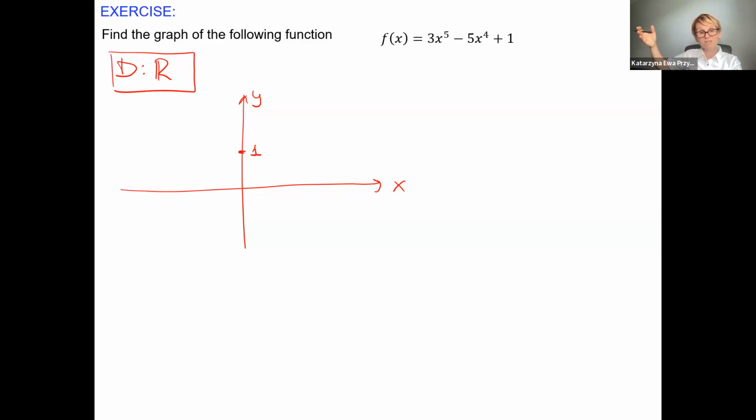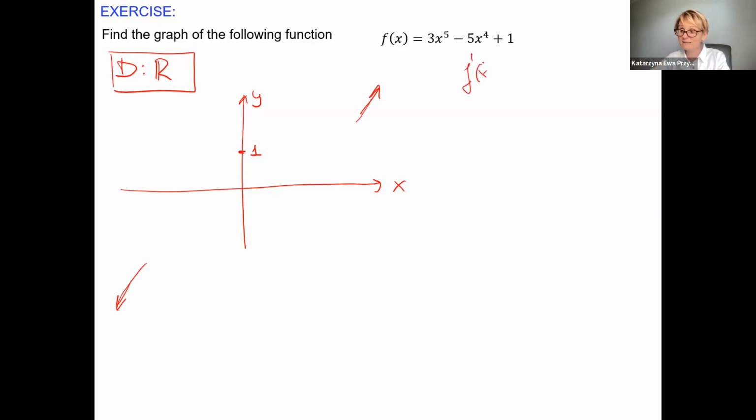The leading term, x to the power of 5: when x is a big number, x to the power of 5 will still be positive. That means the function will go up. At negative infinity, negative numbers to the power of 5 will go down. That means, at least for the endpoints, the function goes up and down respectively at positive and negative infinity. You can also eliminate options this way. Okay, but what is in the middle?